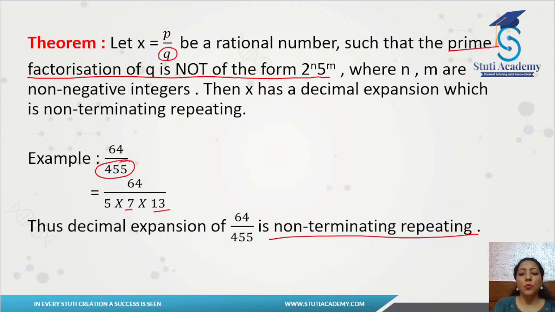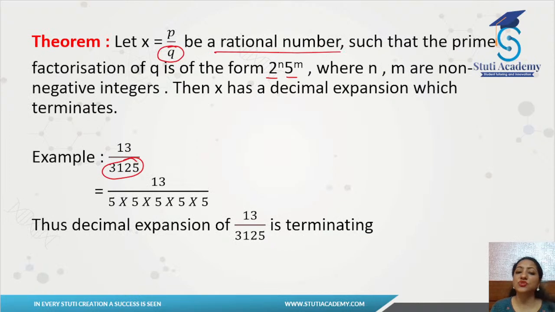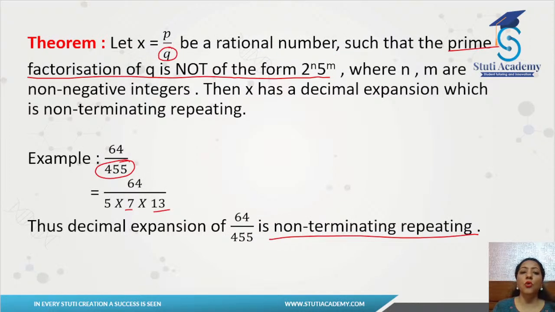So in order to check whether a rational number has a terminating decimal expansion or a non-terminating repeating decimal expansion, we are going to take the denominator, prime factorize it, and observe the prime factors. If the prime factors are 2 or 5 or both and nothing else, then we will say the decimal expansion terminates. And if we have something else except 2 or 5, then we will say the decimal expansion is non-terminating repeating. I hope children you've understood till here.